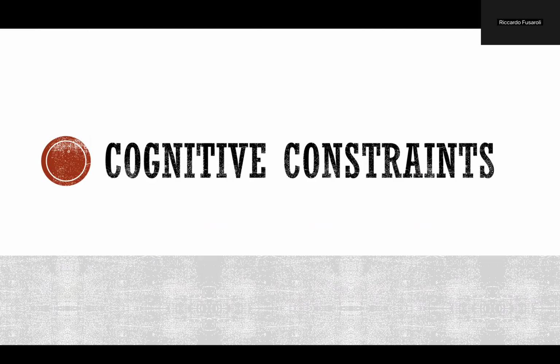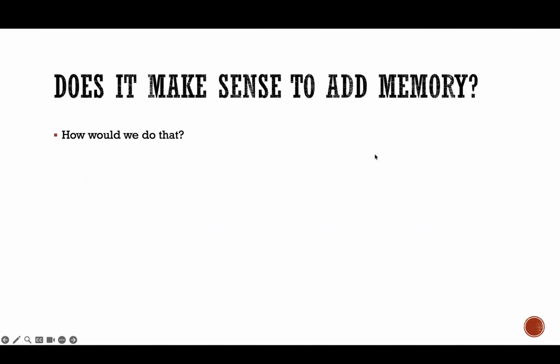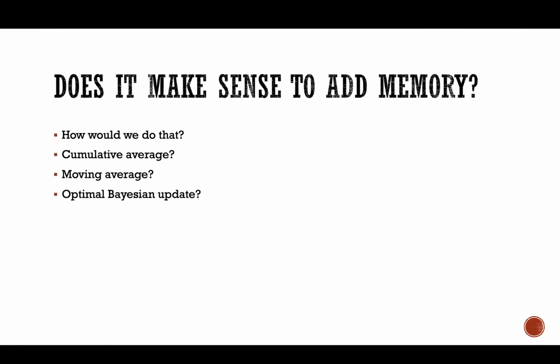But now what we're going to do is try to implement some of the cognitive constraints. And I'm going to make these go away. Yes. So for instance, we could add memory, right? And we discussed that. So we can do that by doing cumulative average. We can do it by moving average. We can do it by optimal Bayesian update. We can do it by weighted Bayesian update.